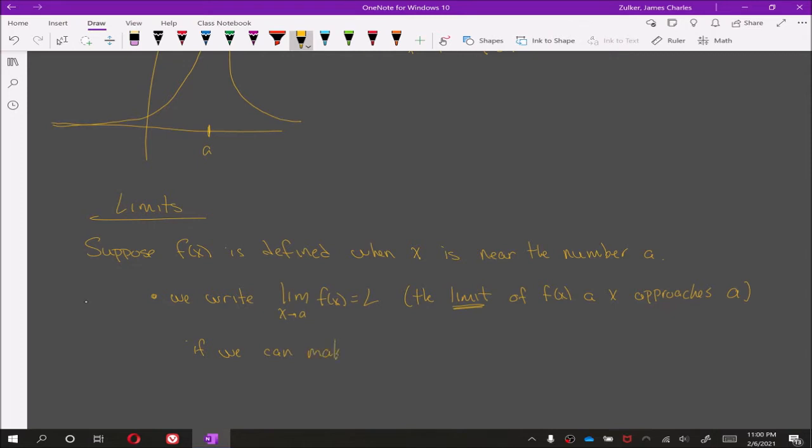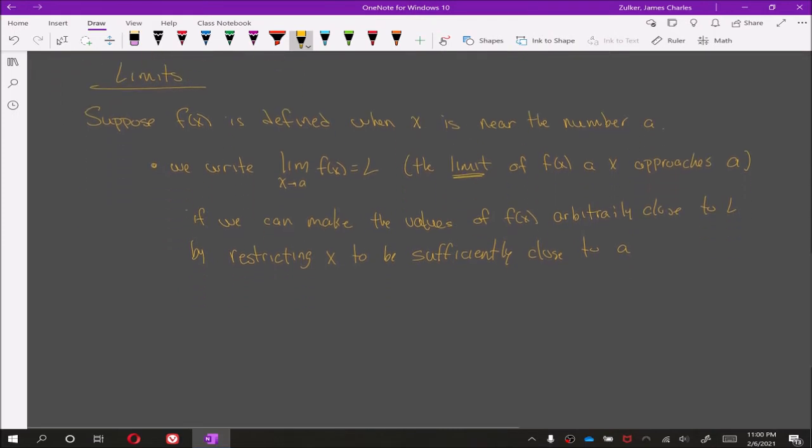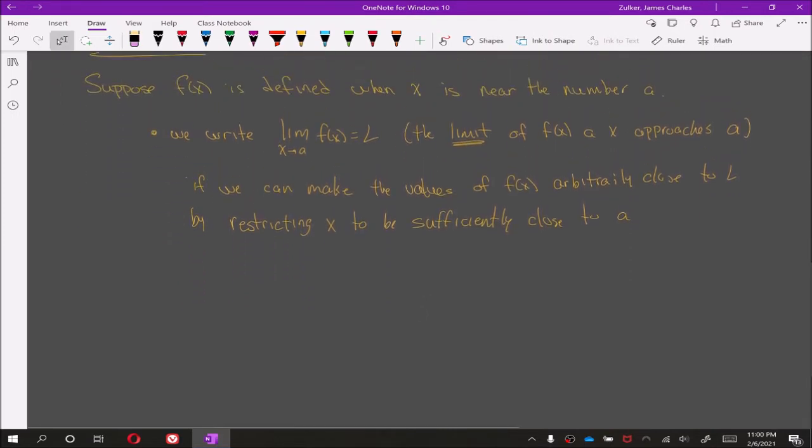equals L if we can make the values of f of x arbitrarily close to L by restricting x to be sufficiently close to A. This means that we can make f of x as close to L as we want simply by restricting our value of x to be sufficiently close to A.